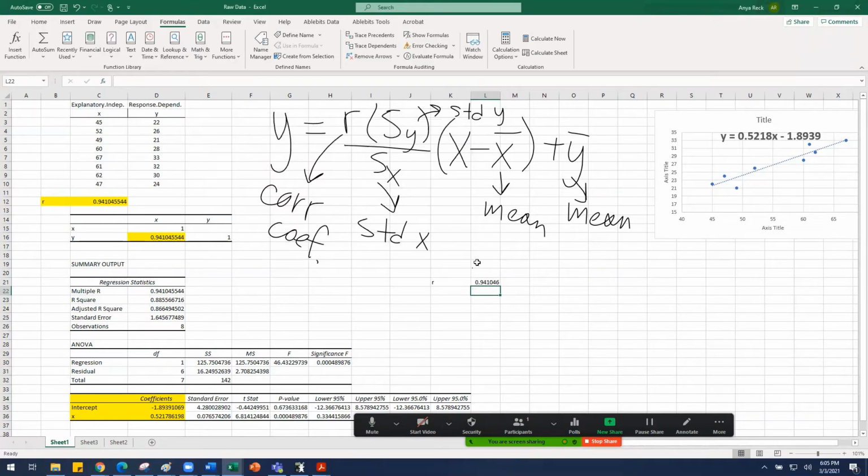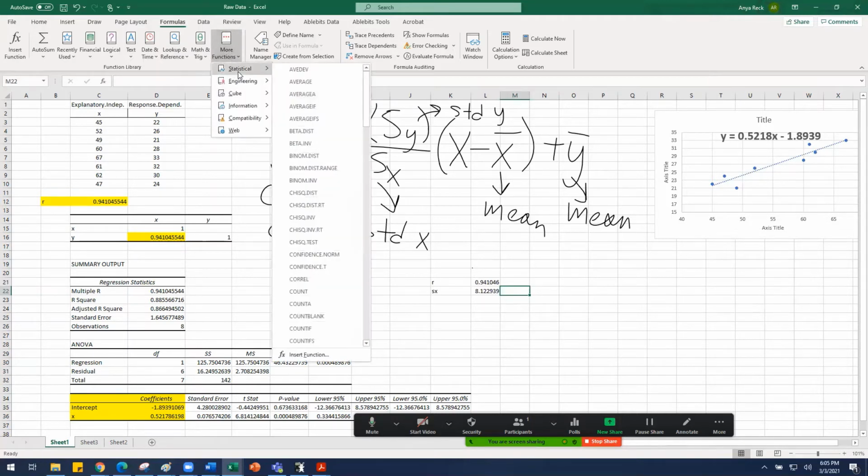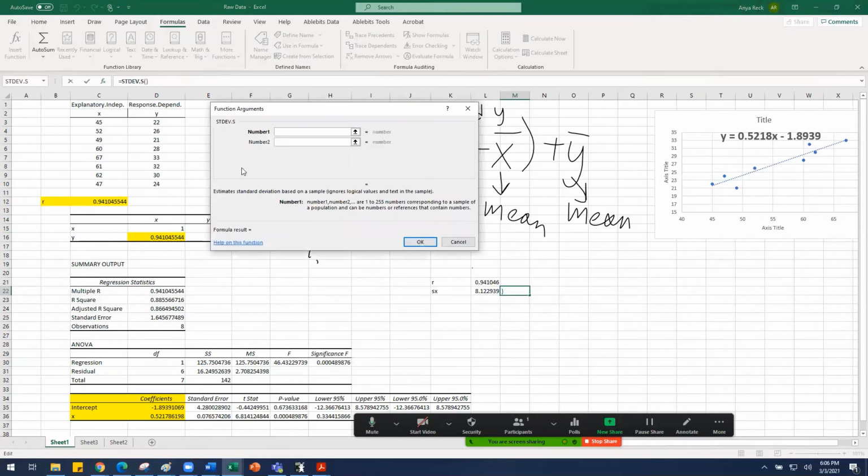Okay. The next thing we need for this formula is the standard deviations. So we need the Sx. So we're looking for the standard deviation for Sx. So we need S for sample. So the second one, you double click, highlight the column, press enter. If you don't remember again what the formula is, go to Formulas, More Functions, Statistical, scroll down to standard deviation of a sample. It tells you to select the column, press OK.